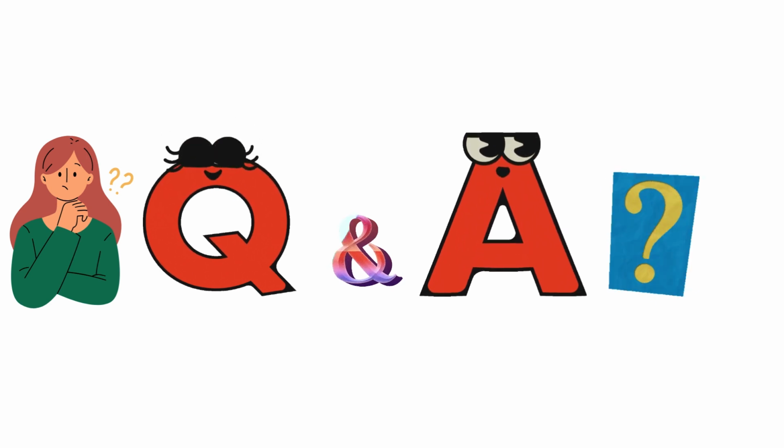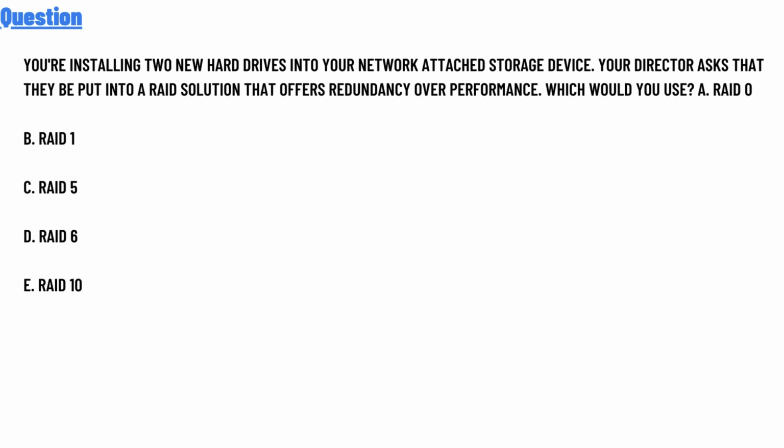So our question today is: you are installing two new hard drives into your network attached storage device. Your director asks that they be put into a RAID solution that offers redundancy over performance. Which would you use? Option A, RAID 0. Option B, RAID 1. Option C, RAID 5. Option D, RAID 6. Option E, RAID 10.